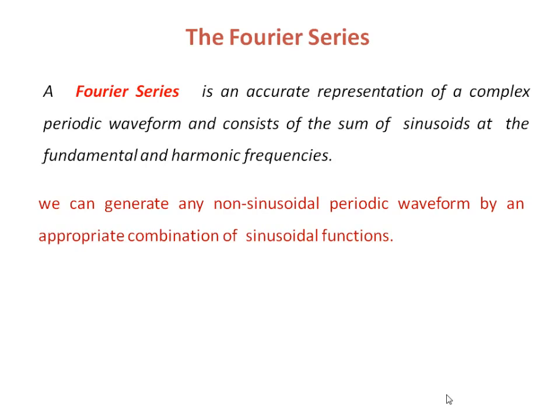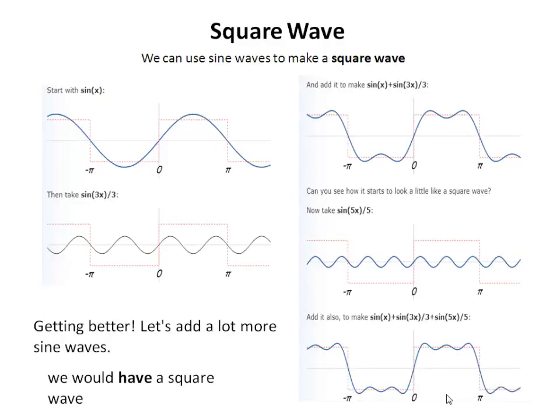Thus, the Fourier series is an accurate representation of any complex periodic waveform which consists of the sum of sinusoids at the fundamental and harmonic frequencies. We can also generate any periodic waveform by an appropriate combination of sinusoidal functions. For example, we can use sine waves to make the square wave.